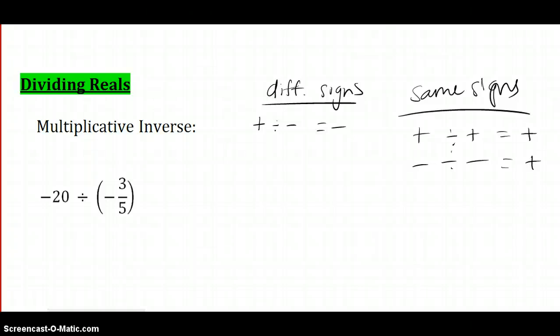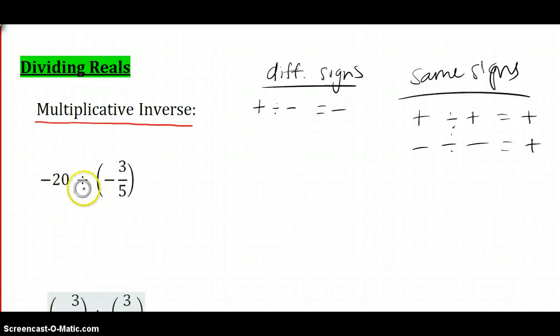And when you're dividing fractions, instead of dividing by the fraction, you can instead multiply by the reciprocal, or what's called the multiplicative inverse. So for example, if you have -20 divided by -3 over 5, what you can do is write down the first number, change the divide to multiply, and flip your second fraction. And the little song that goes with it is, dividing fractions, my oh my, flip the second fraction and multiply. So instead of division, we're multiplying and flip the second fraction. And multiplying fractions is easy because you just multiply straight across.